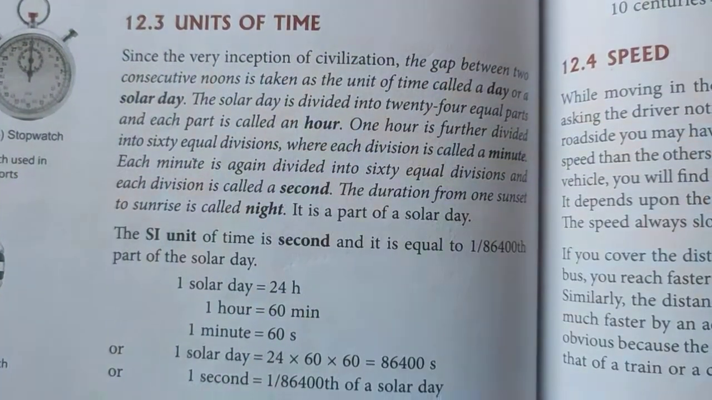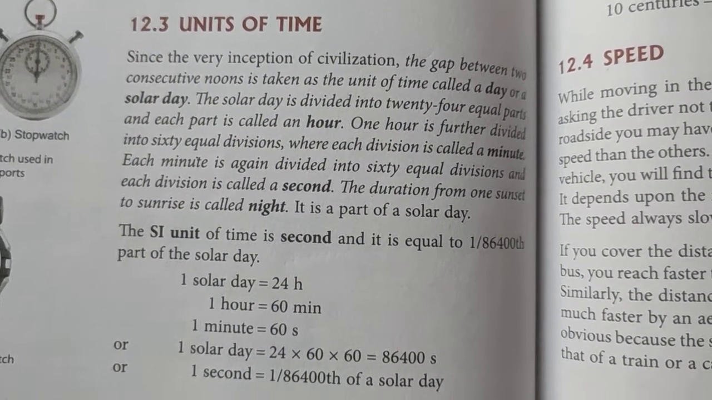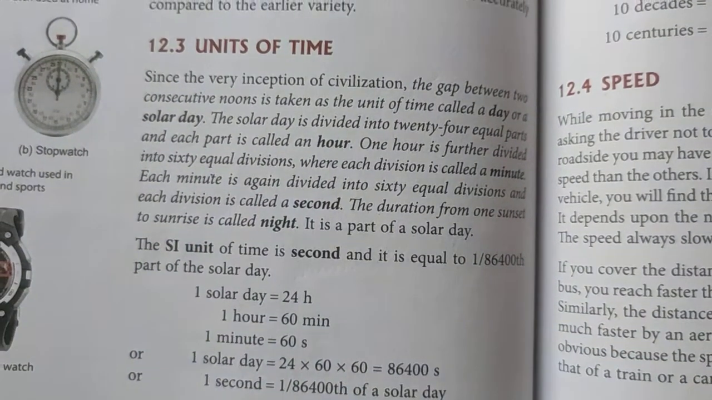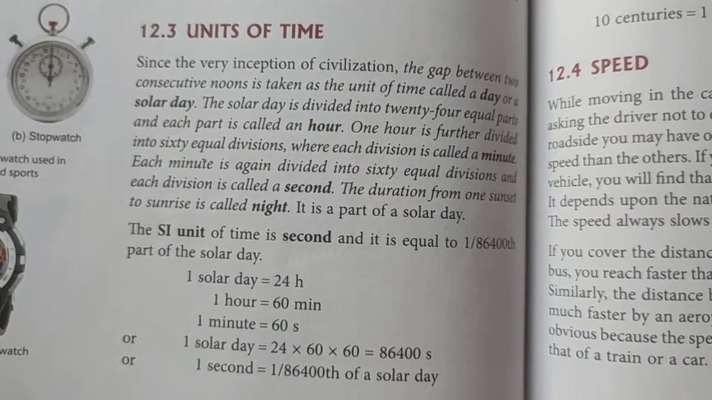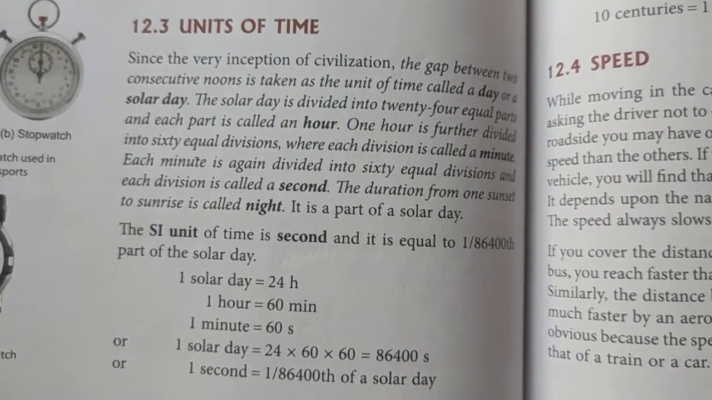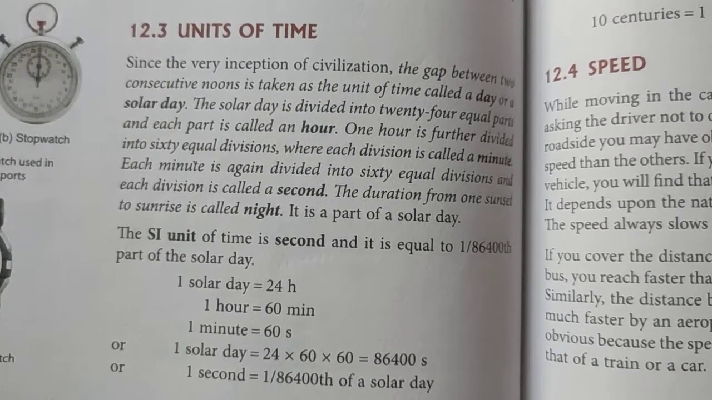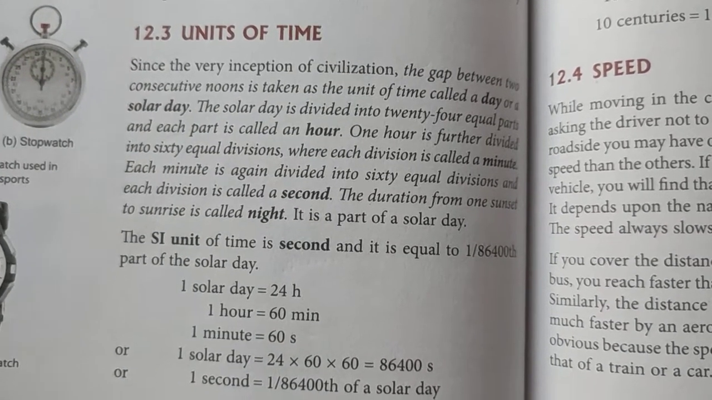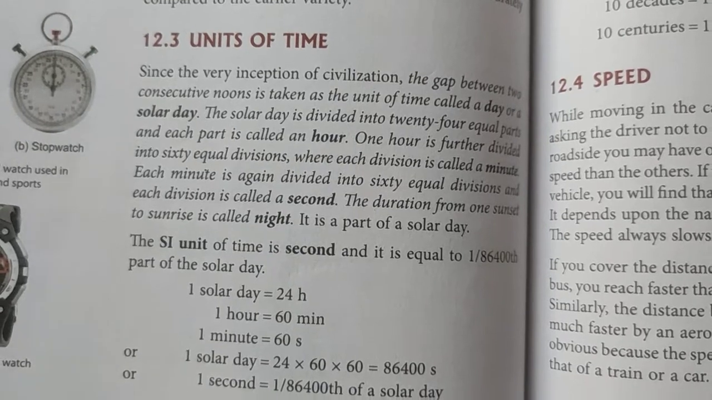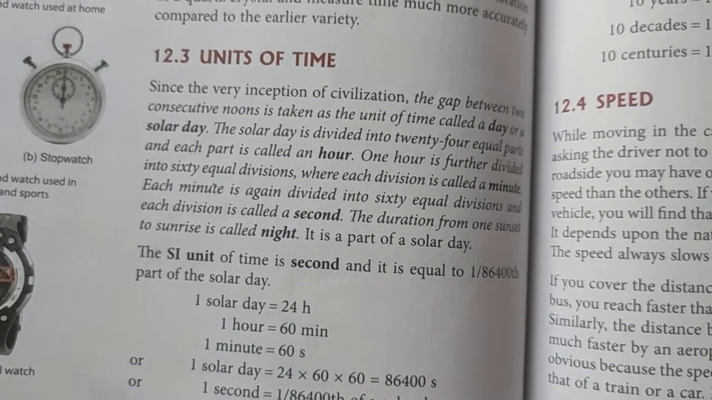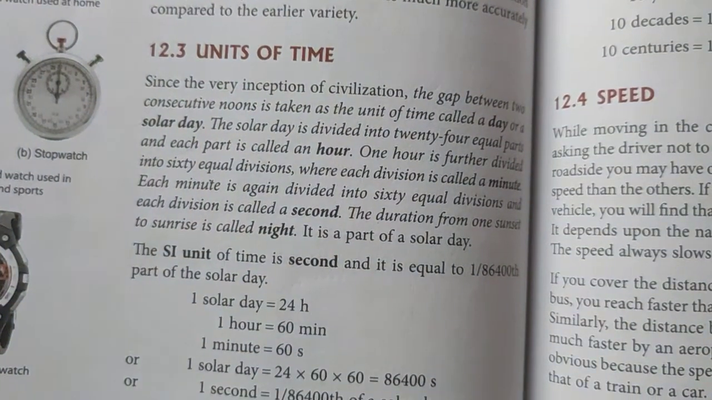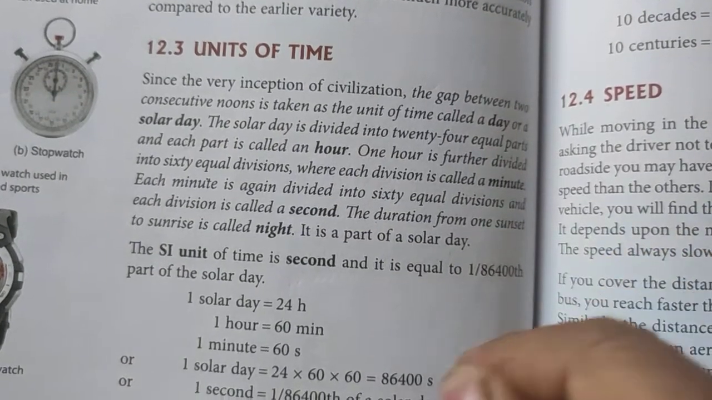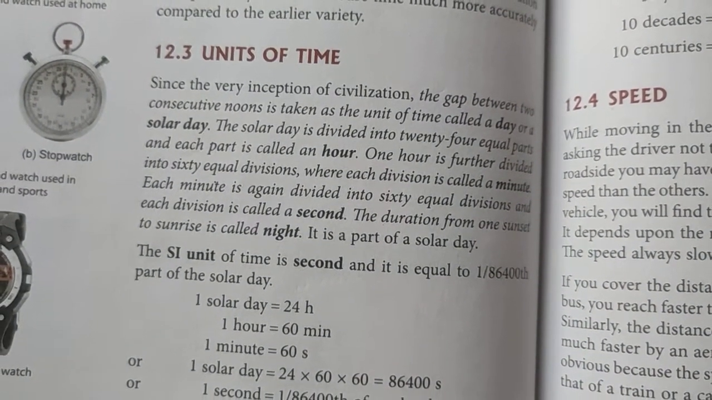When civilization started, the time from one noon to the next noon, suppose 12 o'clock or 12 noon. When is 12 noon? Remember, they didn't have watches at that time. So how did they come to know when it is noon? When the shadow was the shortest, they knew that it was noon. From that time to the next day, the time went on and the sun set and again rose up, and again next day they had the same noon when the shadow was shortest. That was known as a solar day.